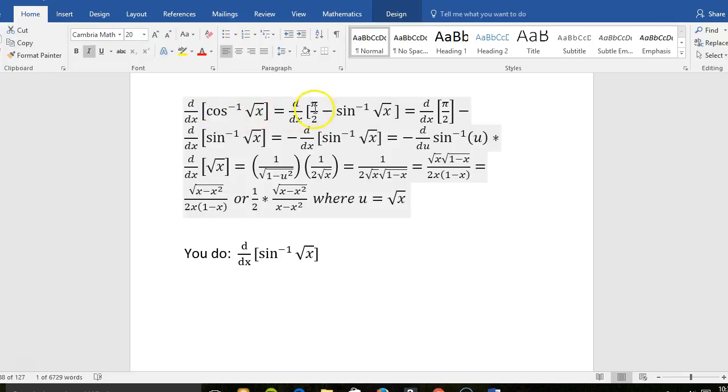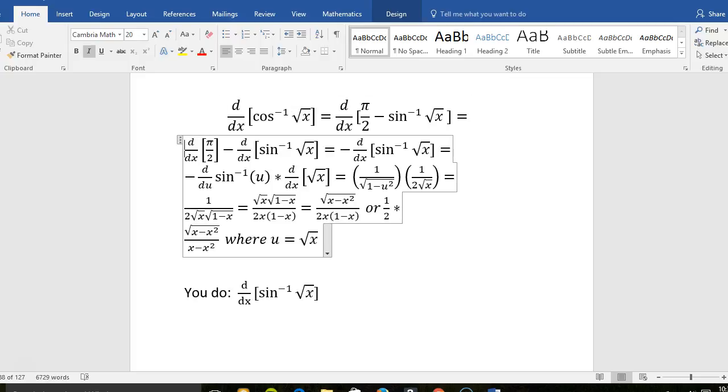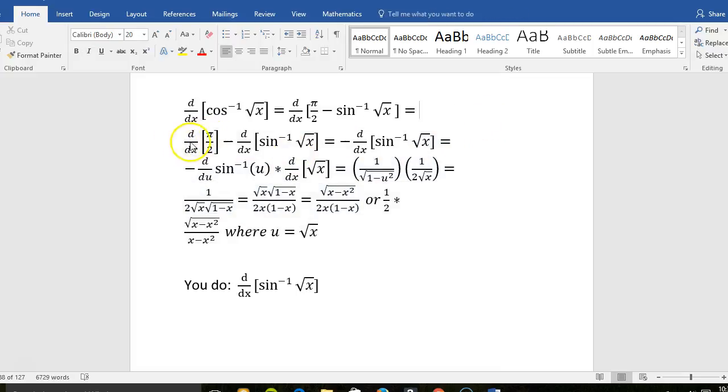So arccosine is pi halves minus the arcsine of that radical x. Now the derivative of this: the pi halves is going to get killed, but let's go ahead and break it up, spacing again. We do the derivative of pi halves, which is 0, right? That's gone. Minus the derivative of the arcsine. This minus sign is just going to stick right here. That's just the negative of the derivative of the arcsine of radical x.